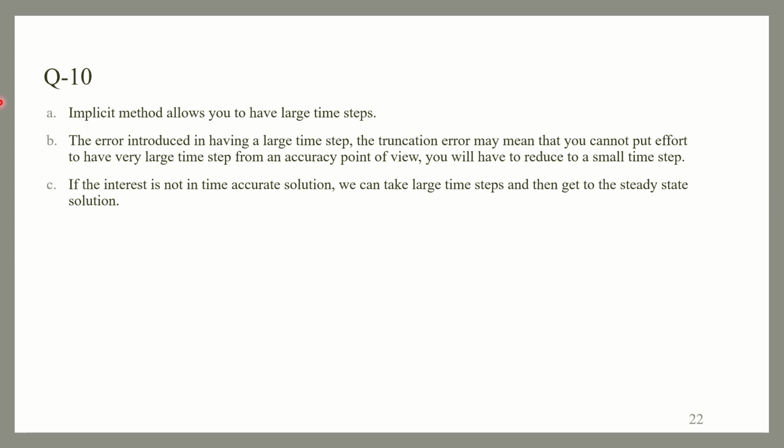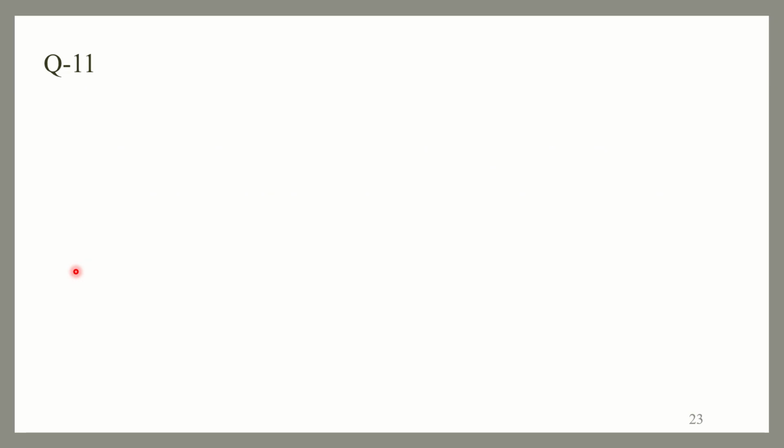So that is what is mentioned. An implicit method allows you to have large time steps. The truncation error introduced by a large time step may mean that you cannot use a very large time step from an accuracy point of view. You will still have to reduce to a smaller time step. If the interest is not in a time accurate solution, we can take large time steps and get to the steady state solution. If only the steady state solution is needed, we can go with that large time step as well. Now we go to question 11.